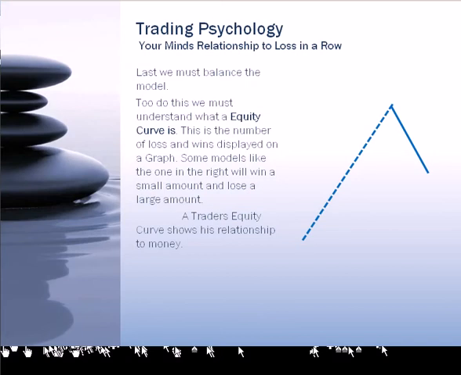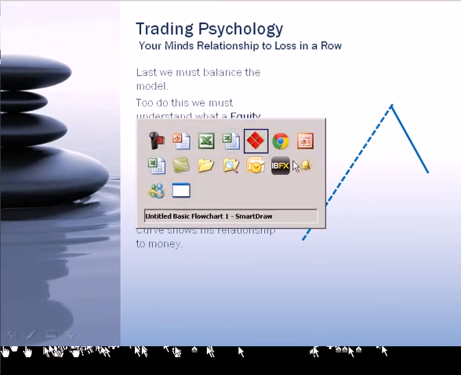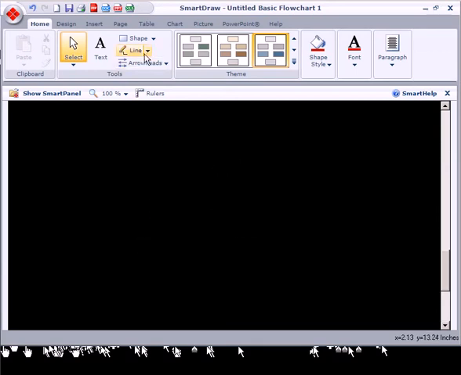This is exactly what a naked put does. And a naked put has the same equity curve as a martingale system. Martingale means you just increase your lots forever. A trader's equity curve shows his relationship to money. Now, this becomes really important, but let me explain something before we get into this. I'm going to come down here.